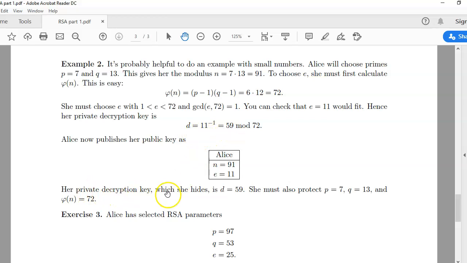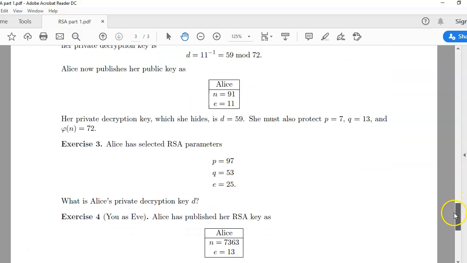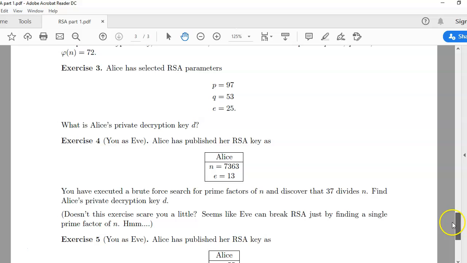And her private decryption key, of course, she has to hide from everybody. So her private key is 59, and Alice must also protect the fact that her primes are 7 and 13, and that her value of phi of n was 72. She's got to protect all of that. But that's her public key data, and this is her private key data and how she got it. If you want to, take some messages between 1 and 90 and try to encrypt them with this encryption key, and then decrypt with 59 and check that you always get back the original message, and you do.